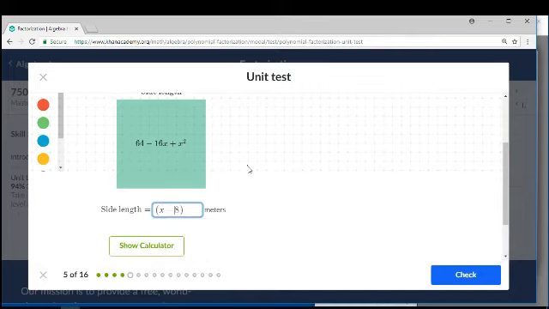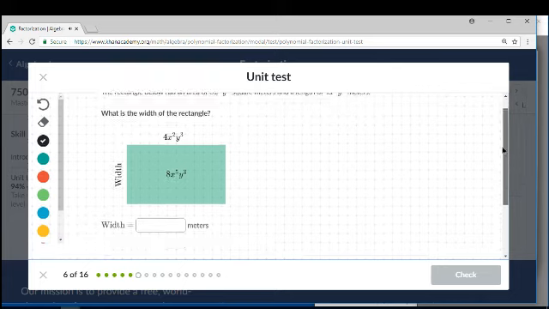The reason why it's x minus 8 is that x times x is x squared. Negative 8 times negative 8 is positive 64. Negative 8 times x is negative 8x, and negative 8 times x is negative 8x.